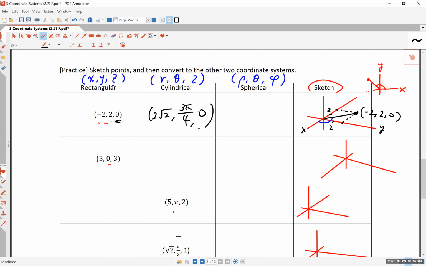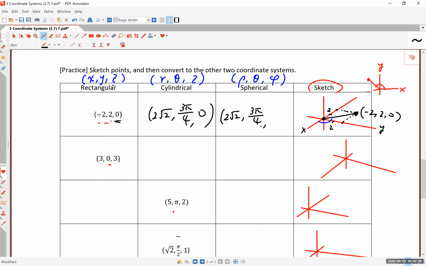Okay, and you want to do the spherical? Yeah, let's do spherical. Rho is how far this point is from the origin. Well, it turns out to be the same as r in this case, because z is equal to 0. So how far is this point from the origin? It turns out to be 2 square root of 2. Theta is the same theta, so that's easy also, right?